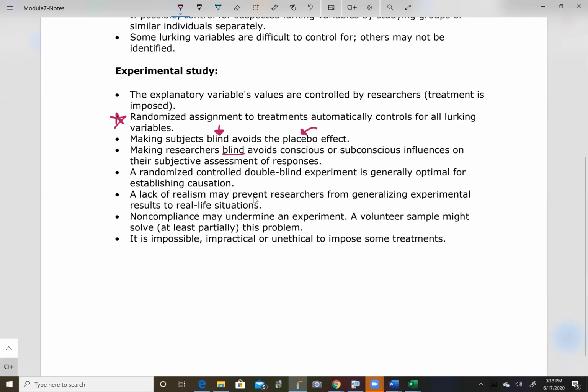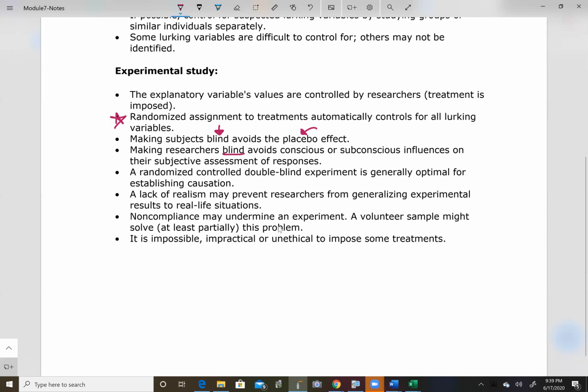A randomized controlled double-blind experiment is generally optimal for establishing causation. That means both the researchers and the subjects don't know what they're getting, so that you can really tell if something is causing something else. A lack of realism may prevent researchers from generalizing experimental results to real life situations. Maybe you are doing experiments on rats. That doesn't necessarily mean the same thing is going to happen with humans.